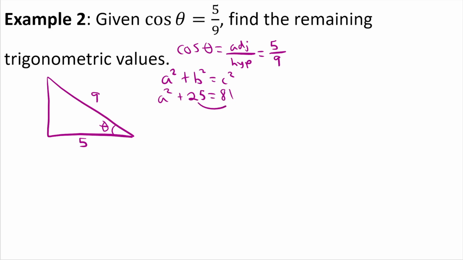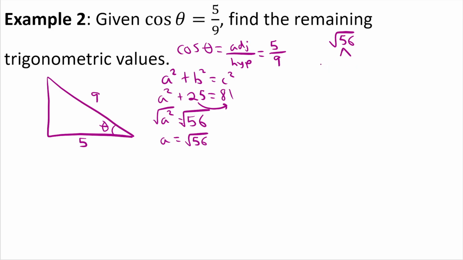I'll move 25 to the other side, and that'll give me A squared equals 81 minus 25, which is 56. And if I take the square root on both sides here, A is equal to the square root of 56. However, as a quick refresher, if I want to know the square root of 56 and how it breaks down, I would then use a factor tree.